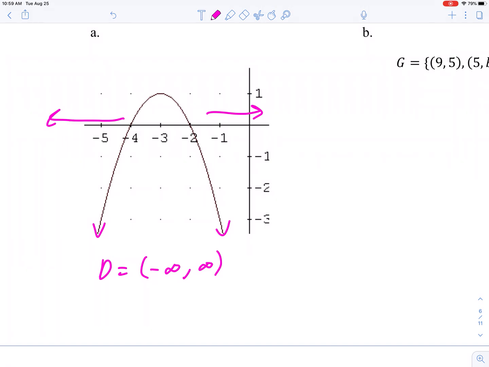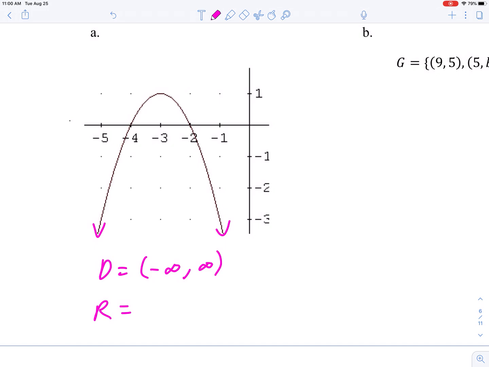Okay. Now let's talk about the range. So range means all possible y values. All right, so look at all the possible y values. And for domain and range, we always go smallest to largest, left to right.